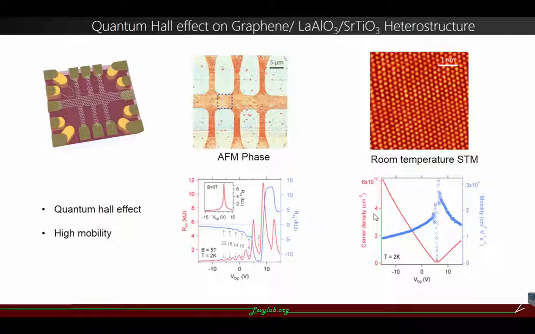After that, we did some magnetotransport measurements on graphene lanthanum aluminate strontium titanate heterostructures. So we're able to see the quantum Hall effect, and the mobility of graphene is relatively high. It can be 30,000.